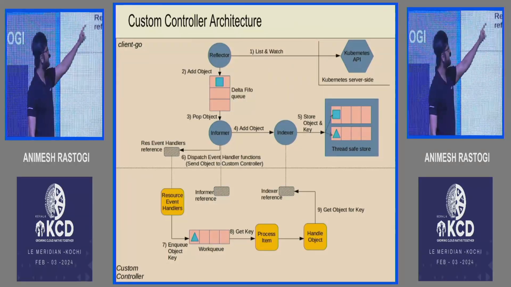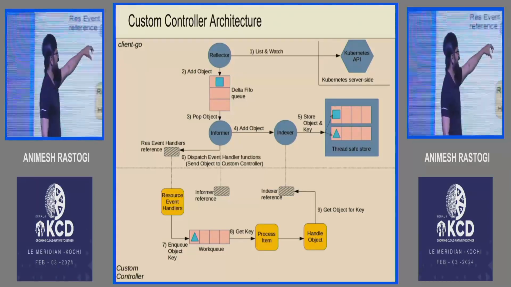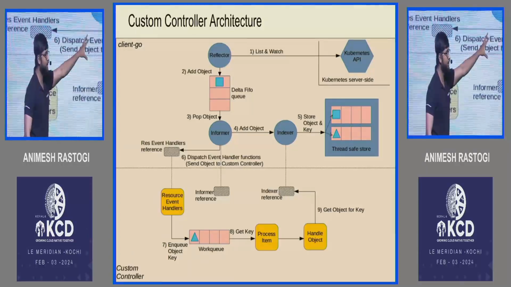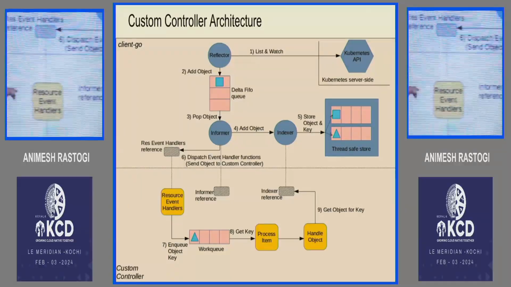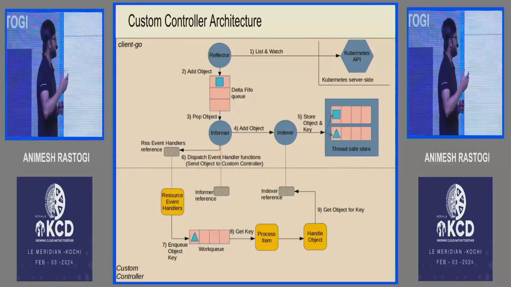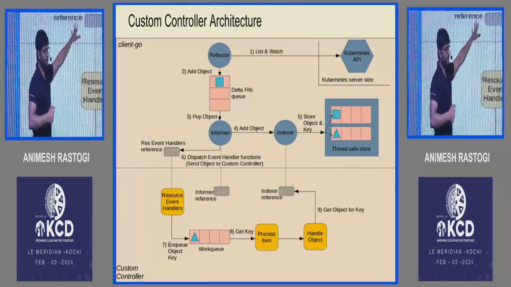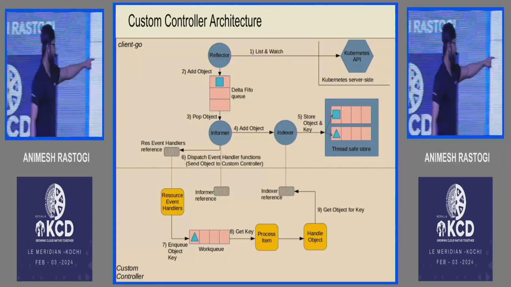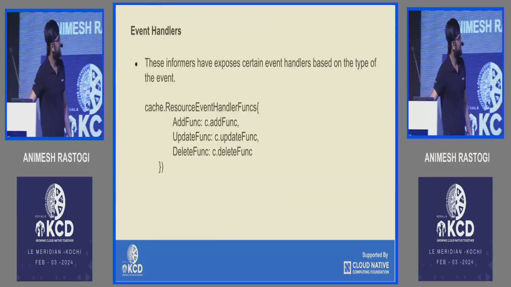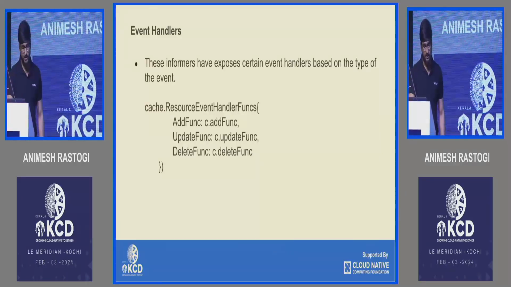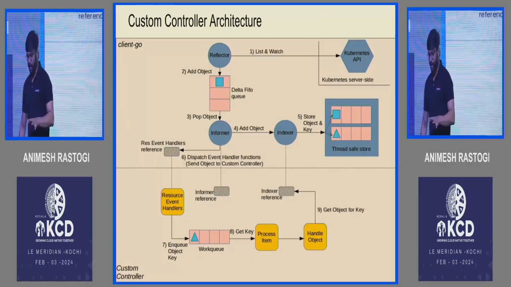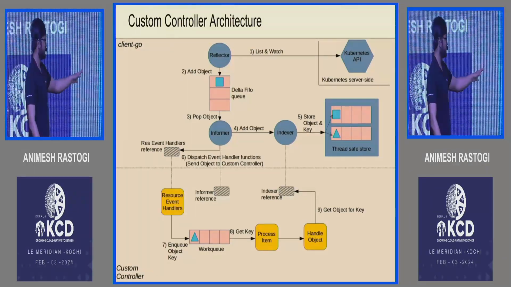It will list and watch, and add objects to a queue. Then another process within the informer will pop that object and add it to the local cache. That's how the cache is filled. Then anytime an event happens, it pushes it to the event handler, the code I was talking about. You write these resource event handlers, the c.add func, c.update func, c.delete func. I said that you do not technically write the logic in these event handlers.